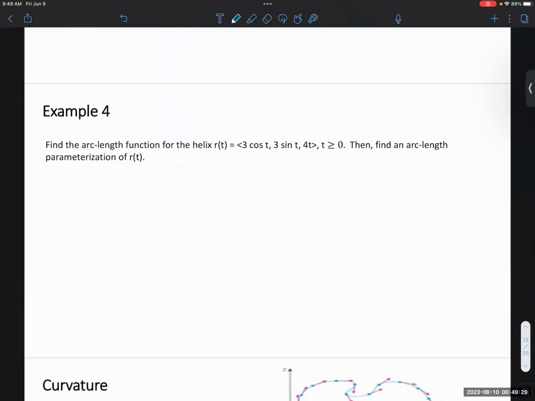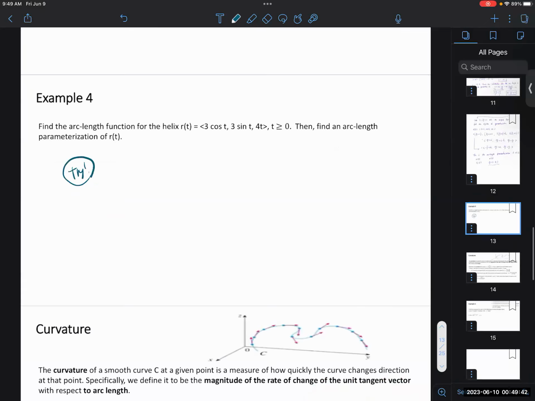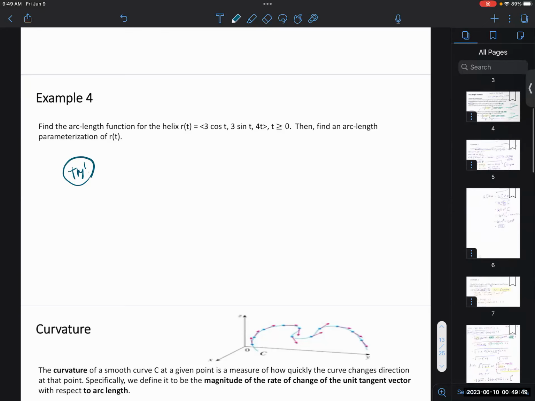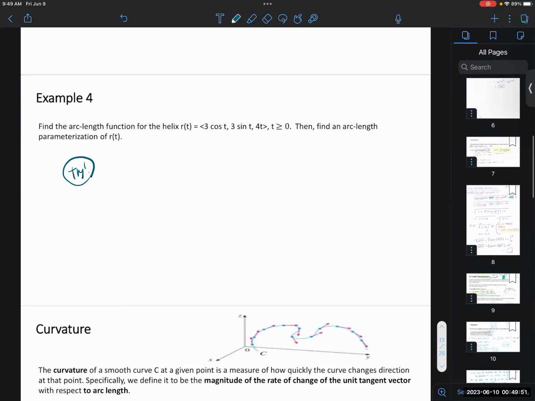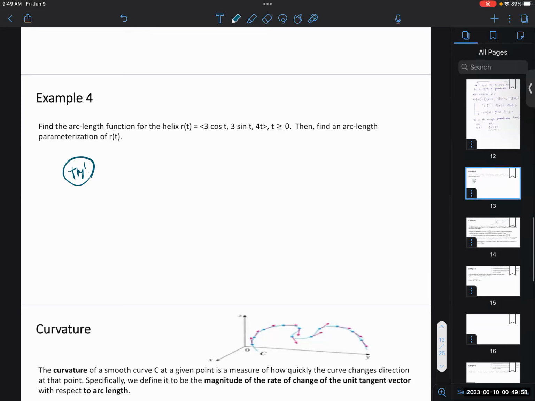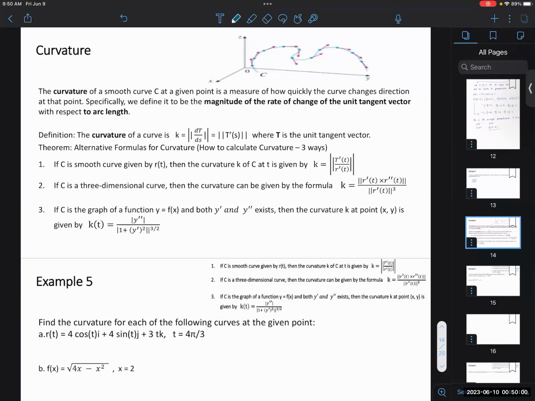I'm not going to do this one, try it yourself. I showed you a similar example, so you can do that. Now I'm going to introduce the last concept, curvature. So far, you can pause the video, we talked about how to find the arc length of a vector with 2 components or 3 components, and also how to find the parameterization equation in terms of the arc length. Now we're going to talk about curvature.